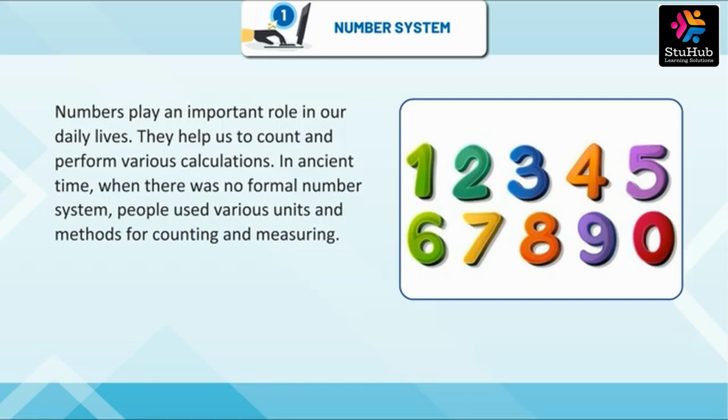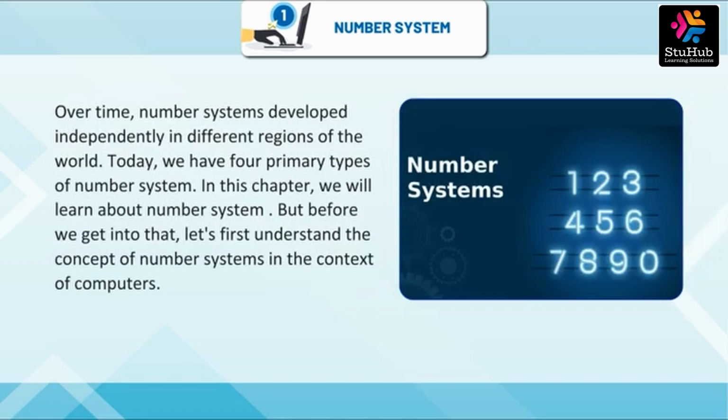Numbers play an important role in our daily lives. They help us to count and perform various calculations. In ancient times, when there was no formal number system, people used various units and methods for counting and measuring. Over time, number systems developed independently in different regions of the world. Today, we have 4 primary types of number system. In this chapter, we will learn about number systems.